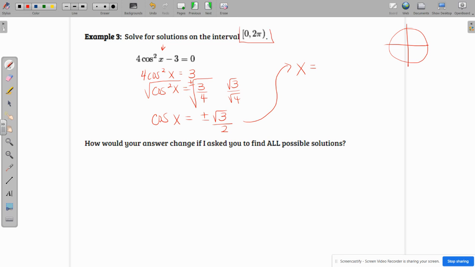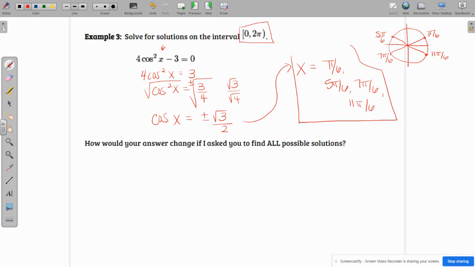So again, we are on this interval. So that means a positive root 3 over 2, that occurs at pi over 6 and at 11 pi over 6. And then a negative root 3 over 2 occurs over here at 5 pi over 6 and then at 7 pi over 6. So all of these are our answers on the interval from 0 to 2 pi. So we would say x equals pi over 6, 5 pi over 6, 7 pi over 6, and 11 pi over 6. You would have to list them all out like that.